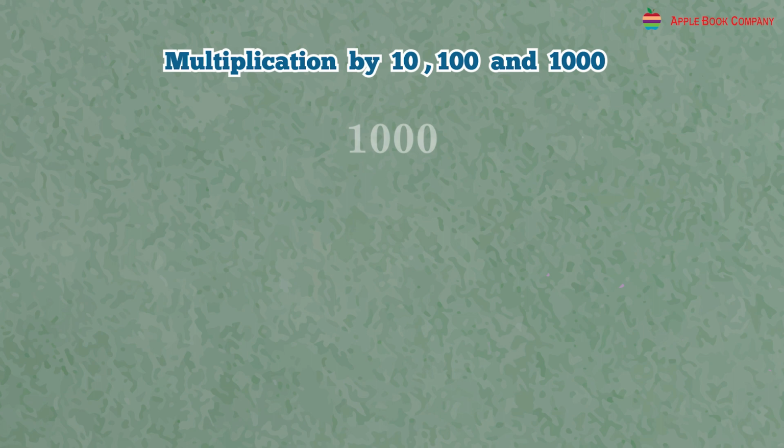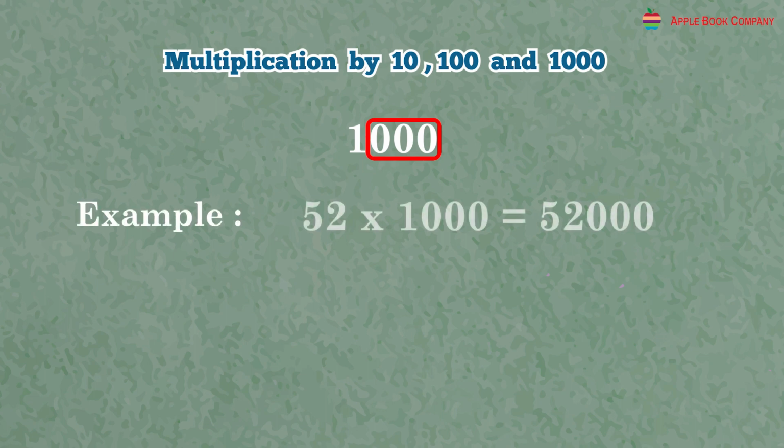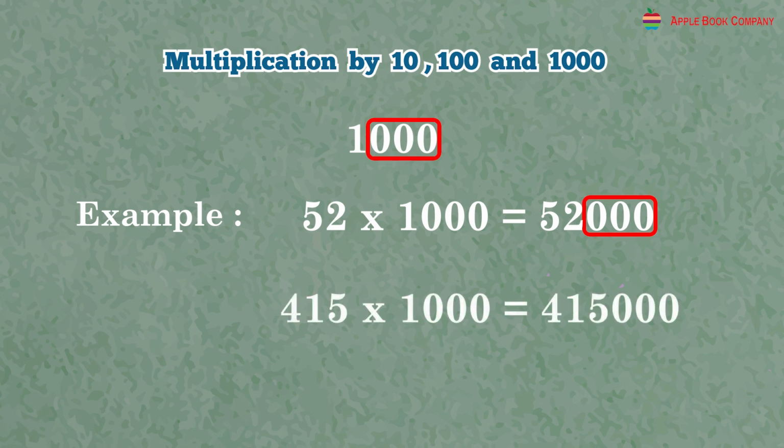To multiply a given number by 1000, we insert three zeros to the right of the number. Example, 52 multiplied by 1000 is equal to 52,000. That is 52 followed by three zeros. 415 multiplied by 1000 is equal to 415 followed by three zeros, which is 4,15,000.